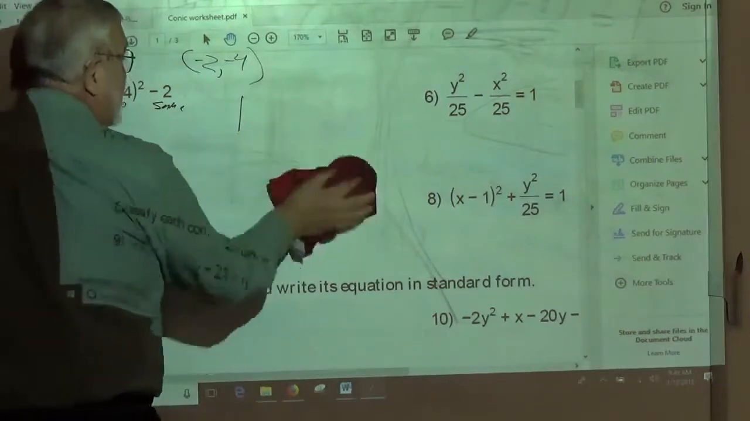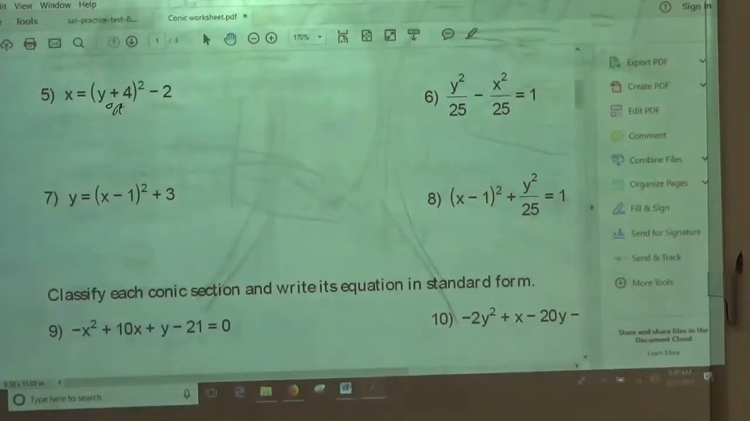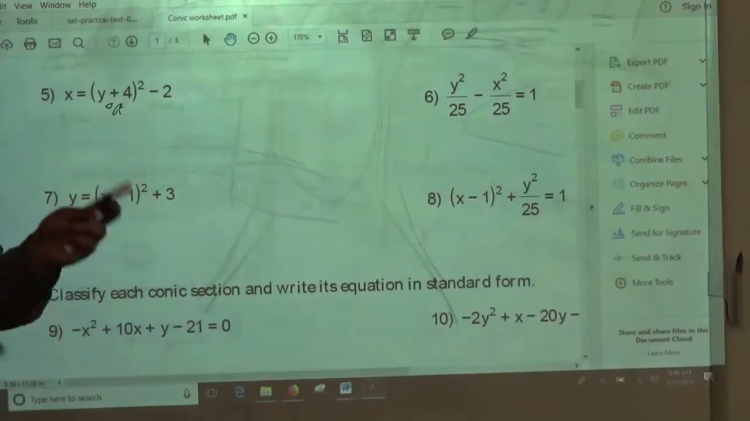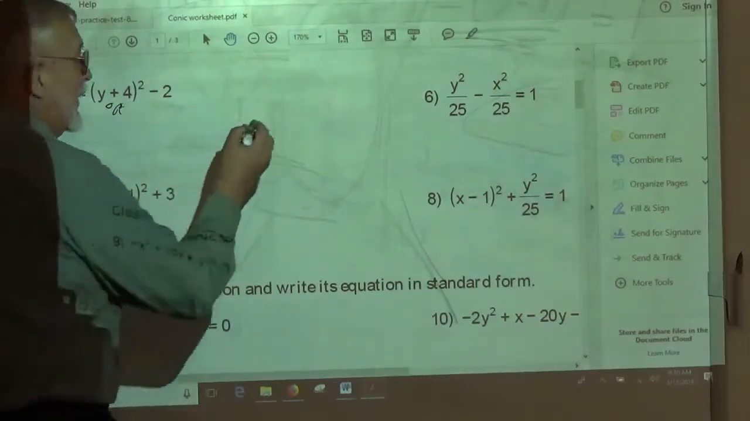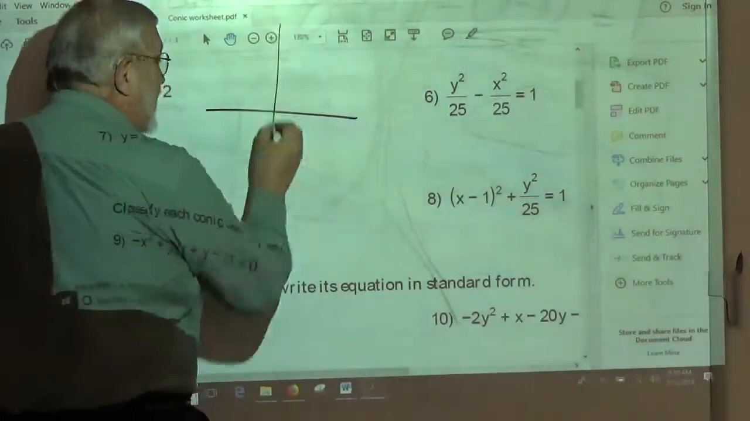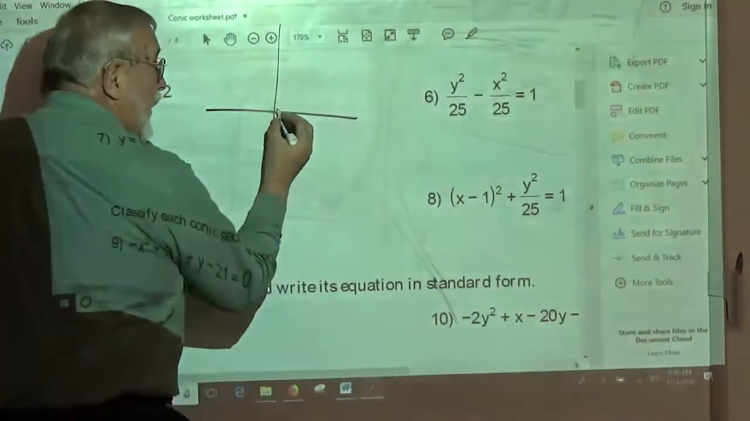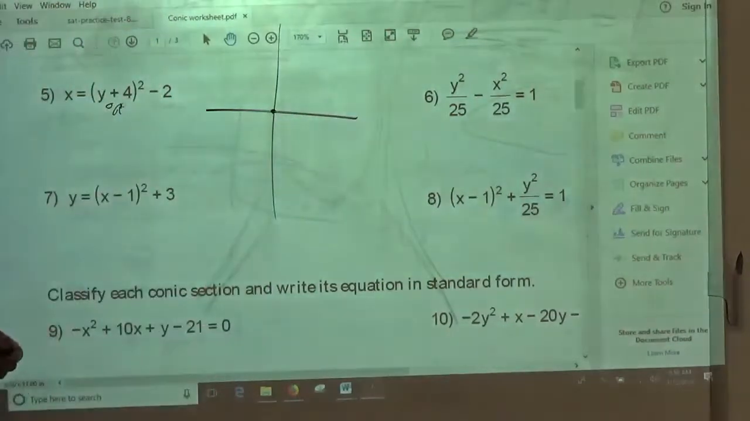Okay, now number 6. What do you see? Both squared. Okay, so it can't be a parabola. All right. What about the signs? One's negative, one's positive. So what is it? Hyperbola. So what we're going to do, and again, because both of these are plus 0, our center of the box is at 0, 0. Wait a minute. Look at the coefficients. They're the same, so this is a circle, isn't it?